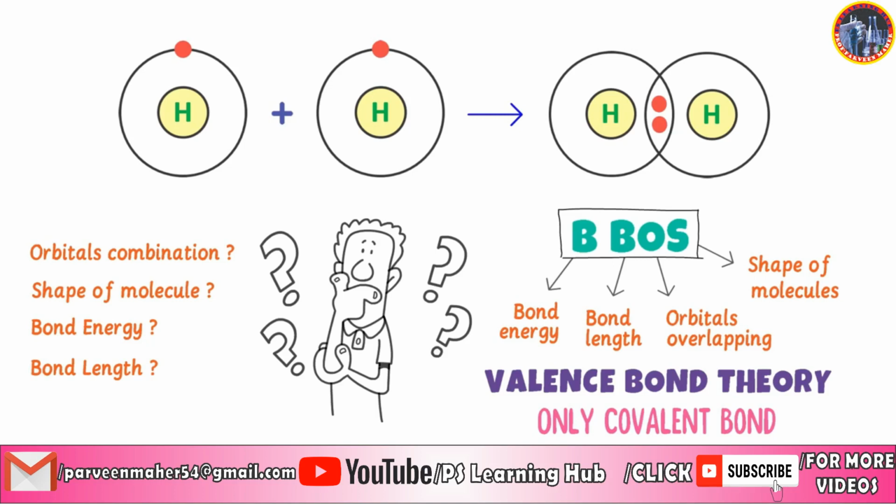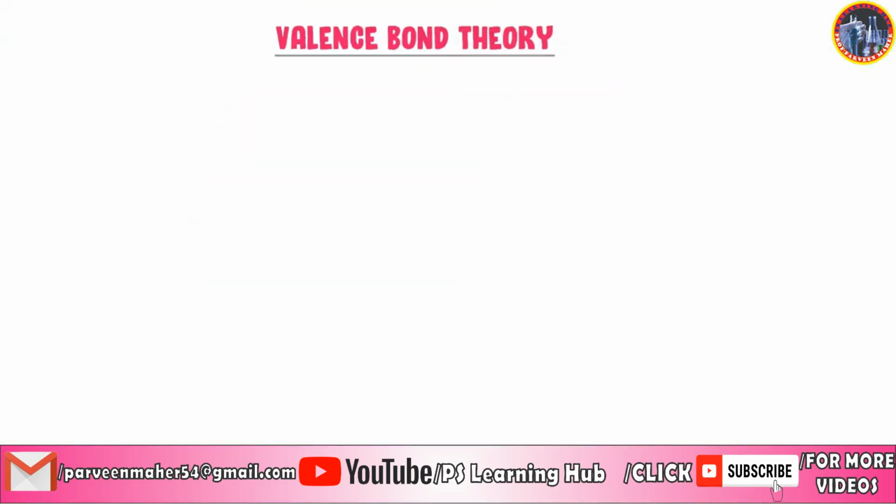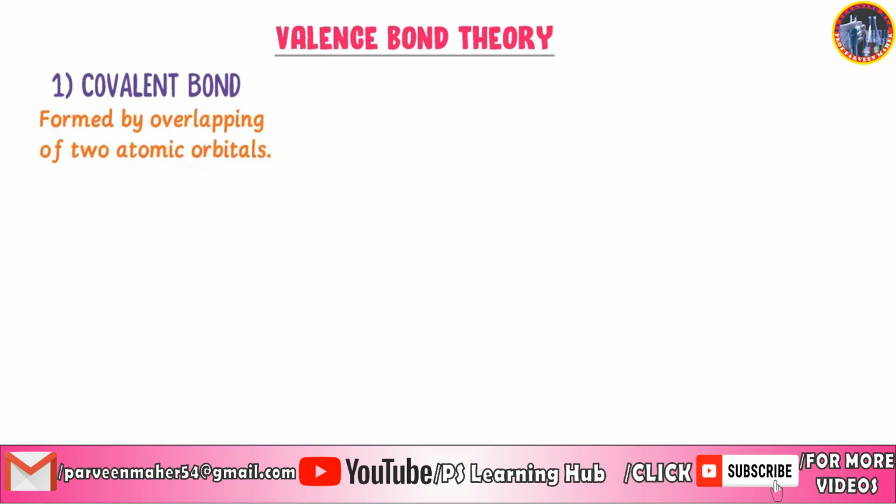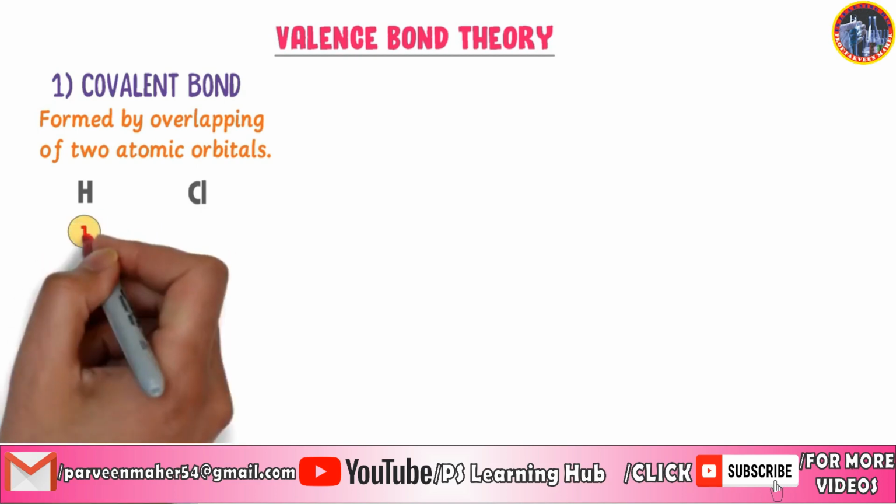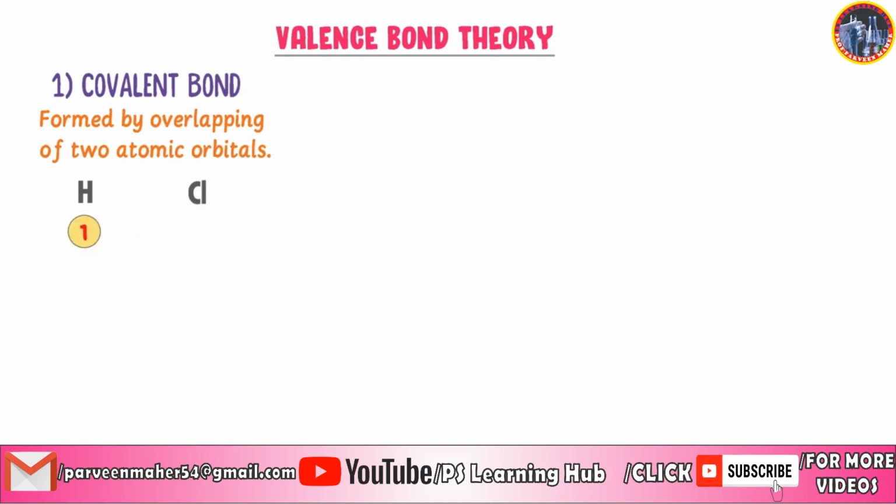Now what are the postulates or key concepts of valence bond theory? Well, the first point of VBT is the formation of a covalent bond. It states that a covalent bond is formed by overlapping of atomic orbitals of two atoms. For example, consider a hydrogen atom and a chlorine atom. The last or valence orbital of the hydrogen atom is an s orbital and the last or valence orbital of the chlorine atom is a p orbital.